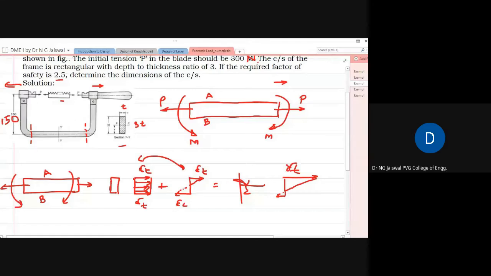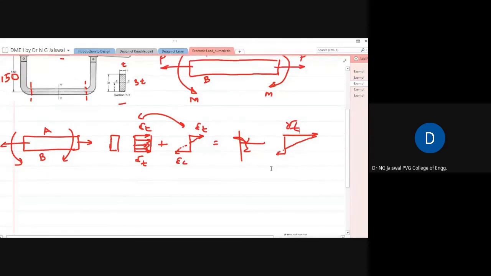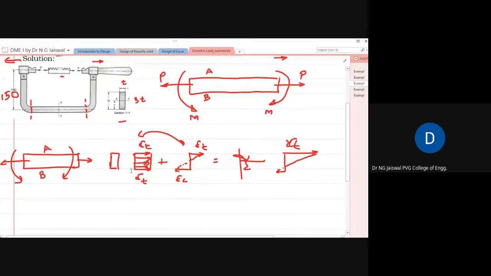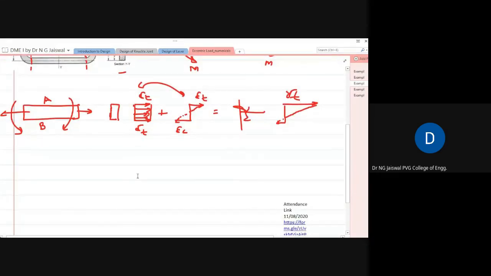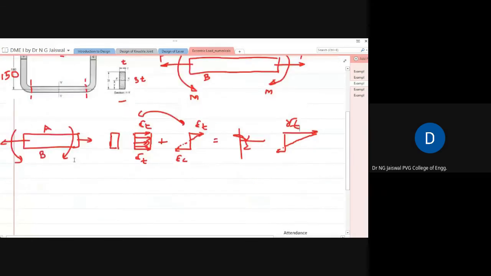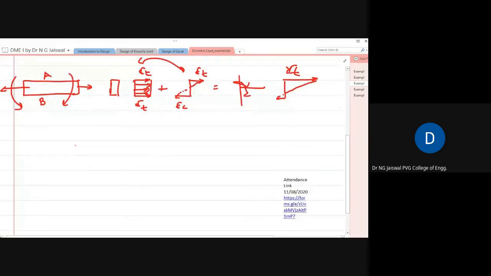And what is the value of sigma T? P by A plus M upon I by Y. Now I don't write it here, just you calculate it yourself. Find out the answer of T and other dimension as 3T. How much is T? How much is 3T?